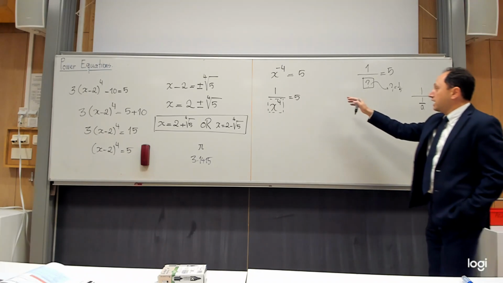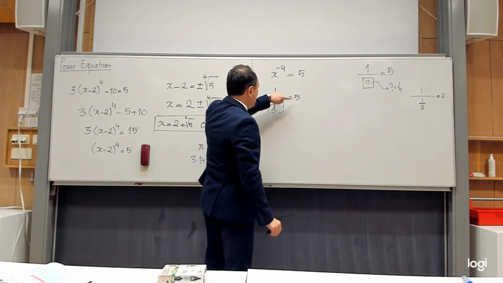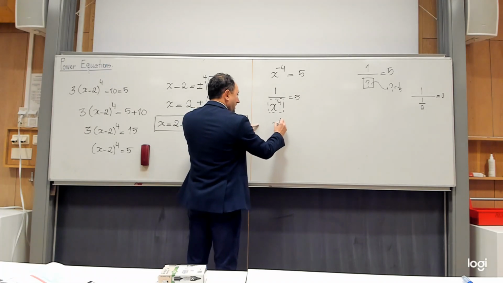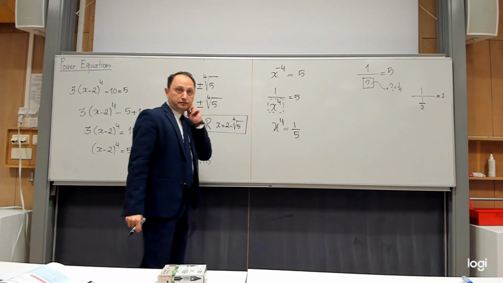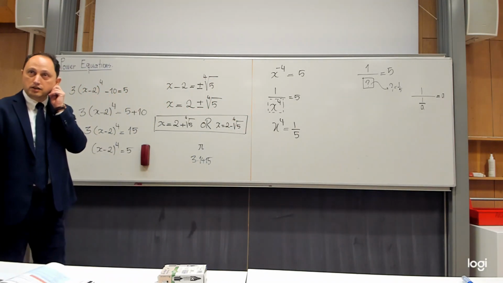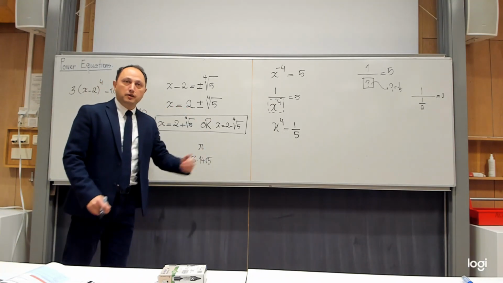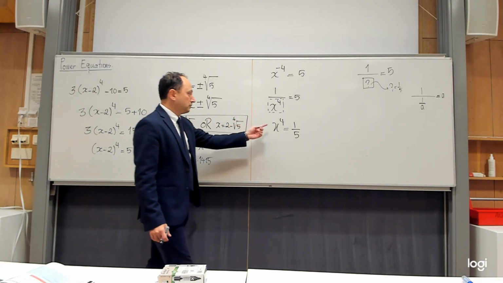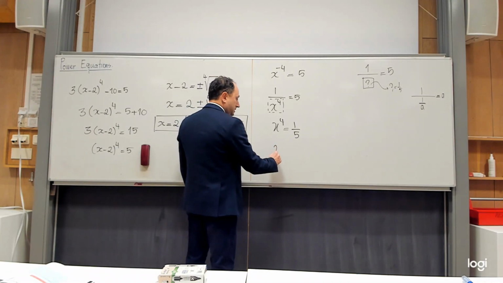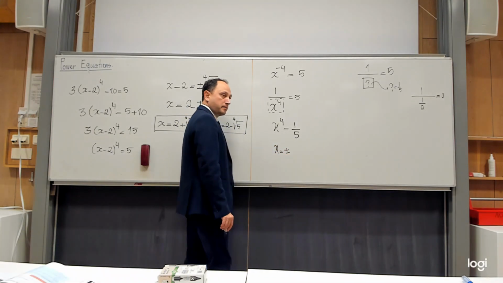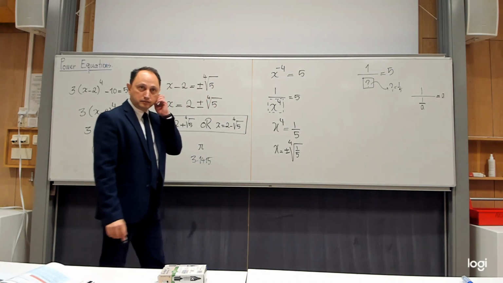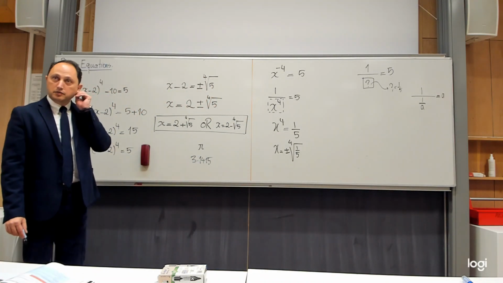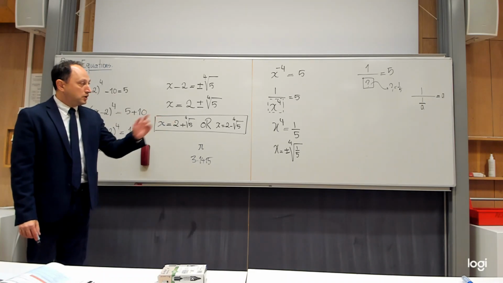So now if I ask you, 1 over this one is 5, you can understand that x to the power of 4 is what? 1 over 5. Yes? Then can I solve the problem? We can solve the problem because this is the normal problem now. x is plus or minus the square root of, no sorry, the fourth root of 1 over 5. Is that understandable? So this is one way of solving this problem.